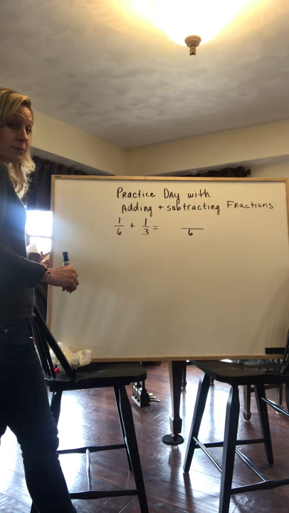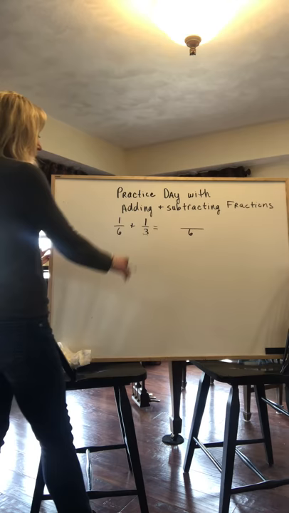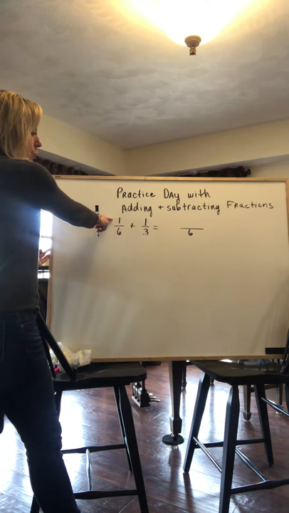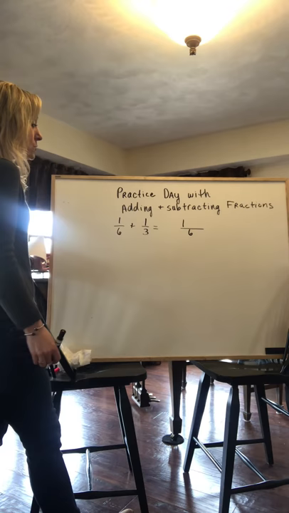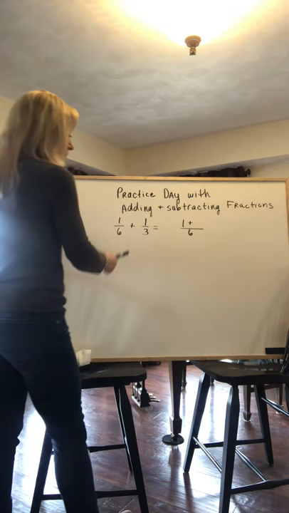So in cases like this, it's easy to see because the bigger number is sometimes your answer. And then we start asking ourselves the question, what do you multiply 6 by to get 6? And the answer is 1. So that's what we multiply our numerator by. 1 times 1 is 1. What do we multiply 3 by to get 6? And the answer is 2. So we multiply this numerator times 2. So this is a plus. Just copy the sign. 1 times 2 is 2.